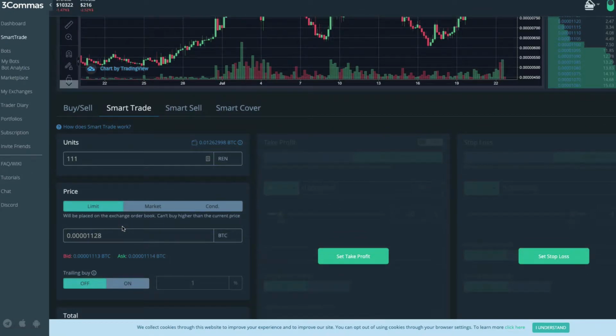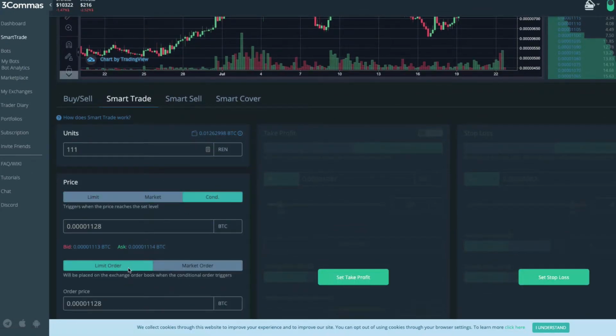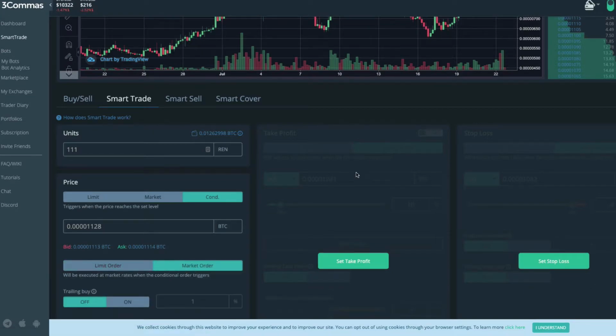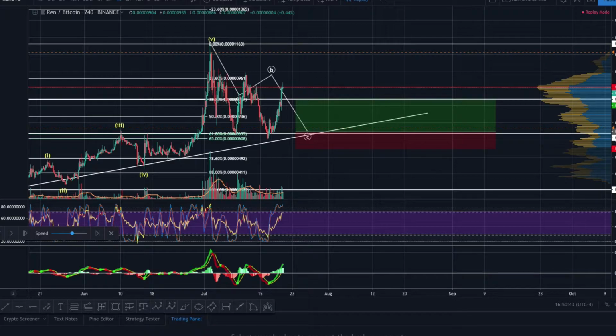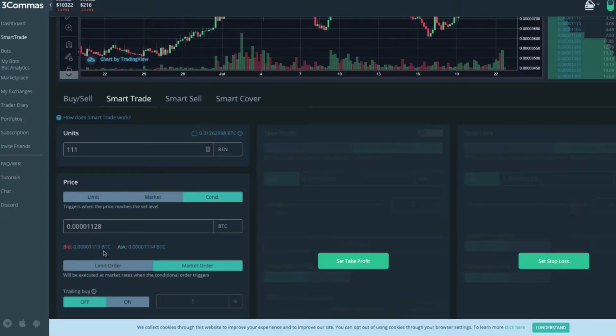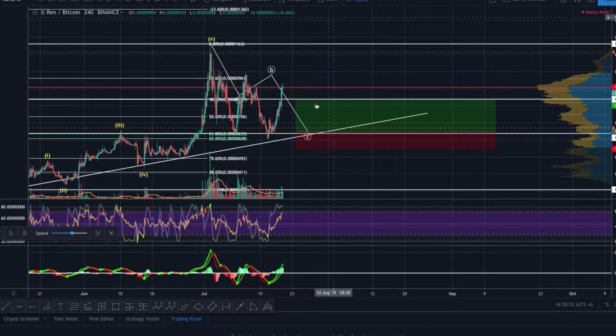I would go down, and what I would do is I would click on conditional order, market order, and then I would look back at, you know, I put my order at 648. So I would put 0648. I would market order this. I would set my take profit, and I would set my take profit for 385.